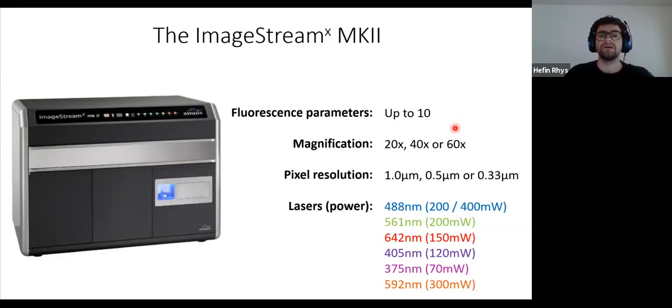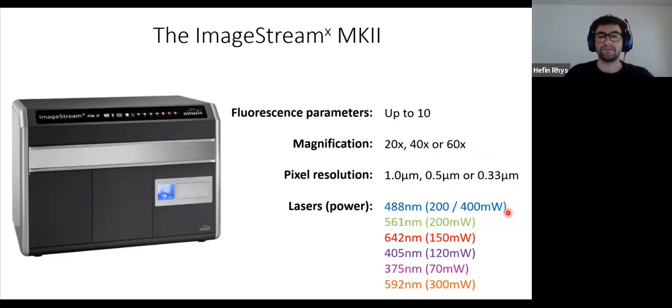You have the choice of using either 20, 40, or 60 times magnification. And this is not something that is fixed by an engineer, for example. You can easily change between 20, 40, and 60 quite seamlessly, depending on your needs. And the pixel resolutions here correspond to the different magnifications. At 20 times, 1 pixel represents 1 square micron. At 40 times, you have half micron resolution. And at 60 times, you have third of a micron resolution.